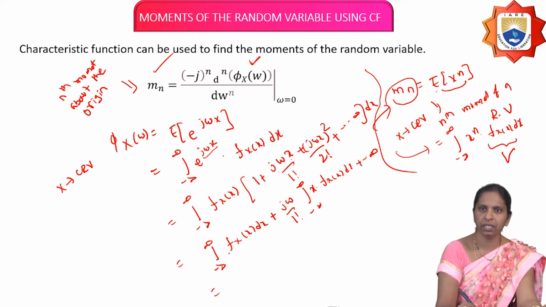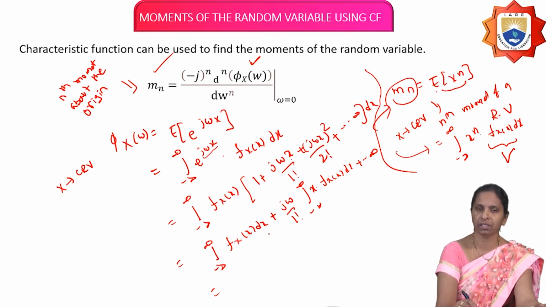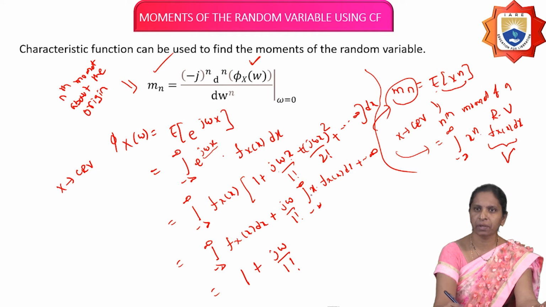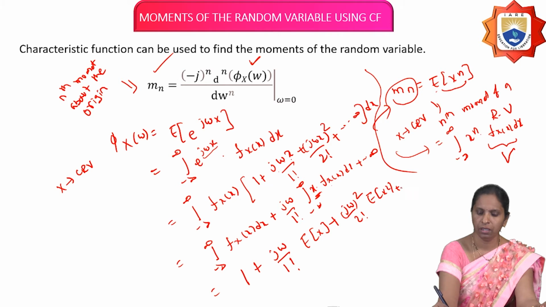So, what is the integral from minus infinity to infinity of f_X(x) dx? From the properties of the PDF, we can say that this is the area under the density function, and the area under the density function equals 1. Therefore, this value equals 1. So, 1 plus jω by 1 factorial, and what is the integral of x into f_X(x) dx? Nothing but the expectation of X, the mean. So, E[X] plus. Similarly, for the second one, (jω) square by 2 factorial into the integral of x square into f_X(x) dx, nothing but E[X square], plus and so on up to infinity.